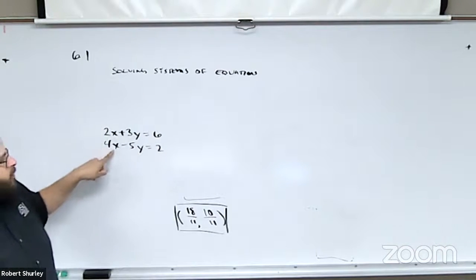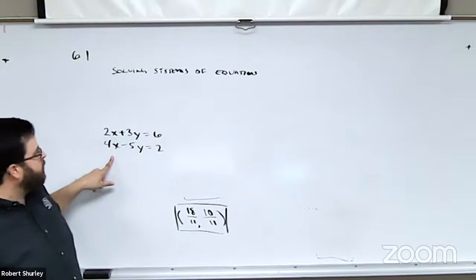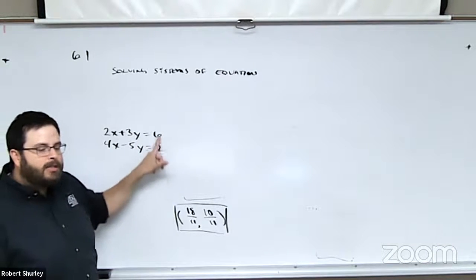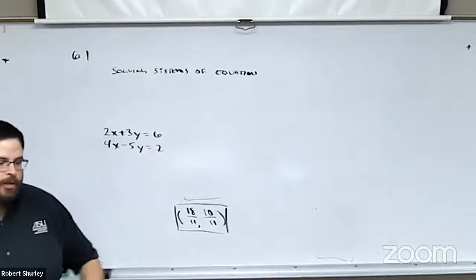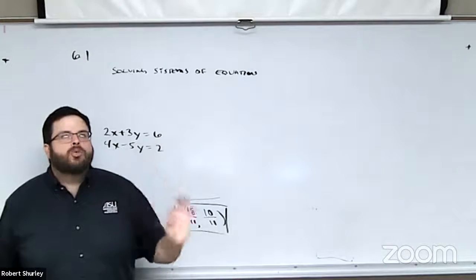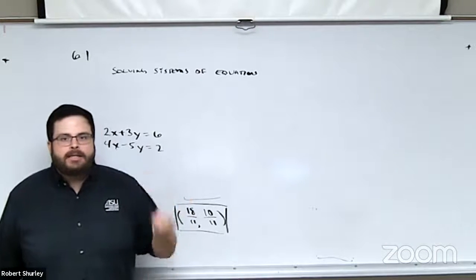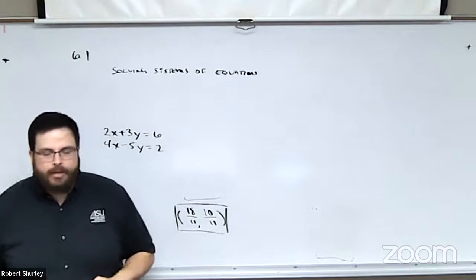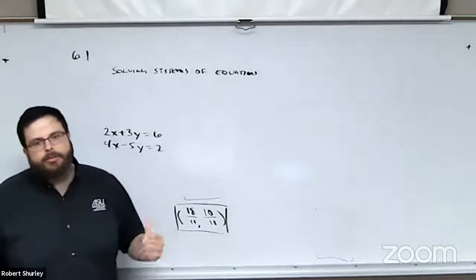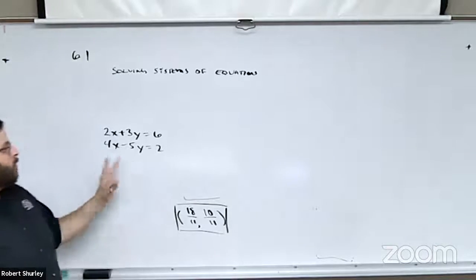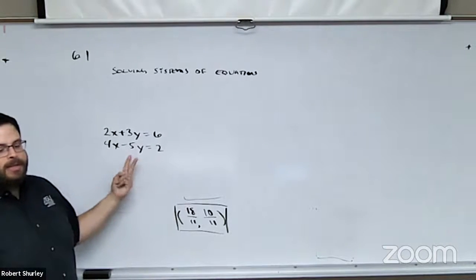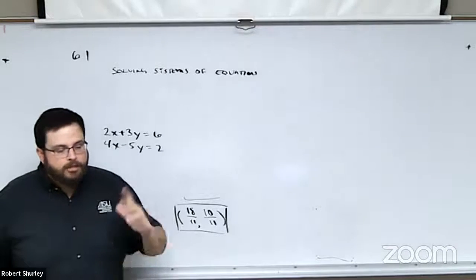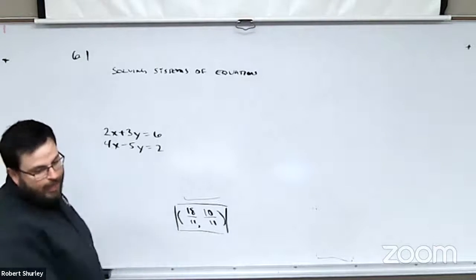So the first column is going to be my x coefficients. My second column is going to be my y coefficients. And then my last column is going to be my constants over there. It's extremely important that these are in a common order. It's okay if the x's and y's were flipped, but they have to be flipped for all of the equations. Okay, so let's look at what this looks like as a matrix.